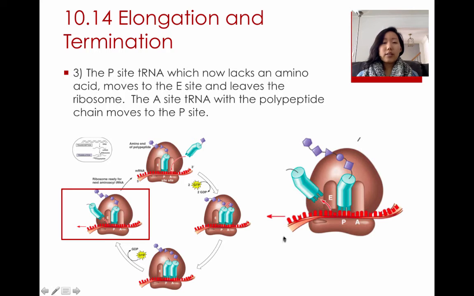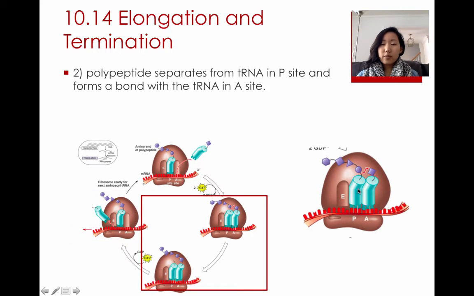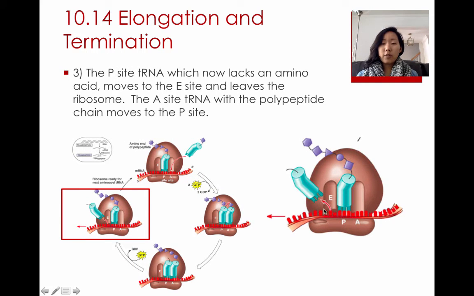Okay, afterwards, the P site with the tRNA that now lacks an amino acid is going to shift over to the E. So this one right here shifted its whole polypeptide chain onto the A tRNA, right? So now this P tRNA is empty, and then it's going to shift over to the E site, and then it gets ejected off of the ribosome. Also, the tRNA that was on the A site, which now has the longer polypeptide chain, gets shifted over to the P site. And then after this, the process continues to go on and on.